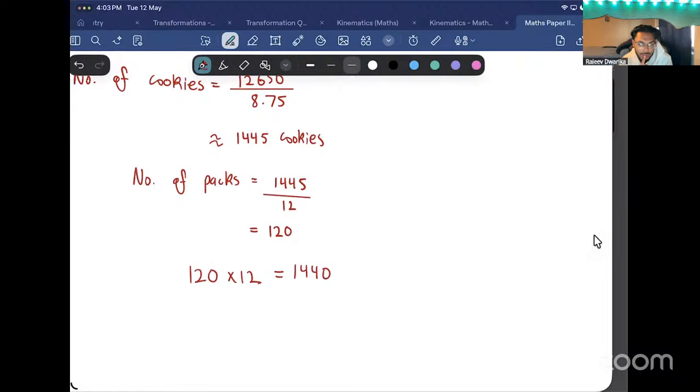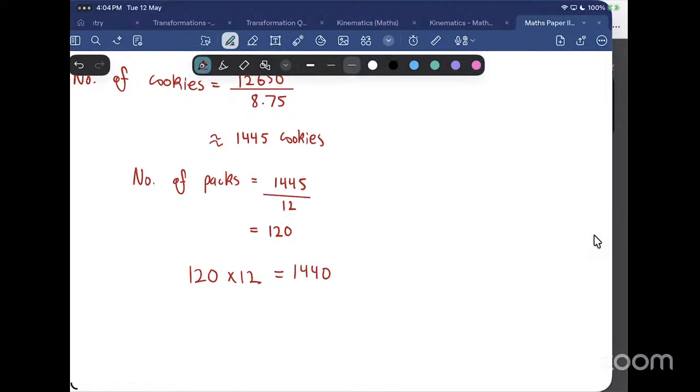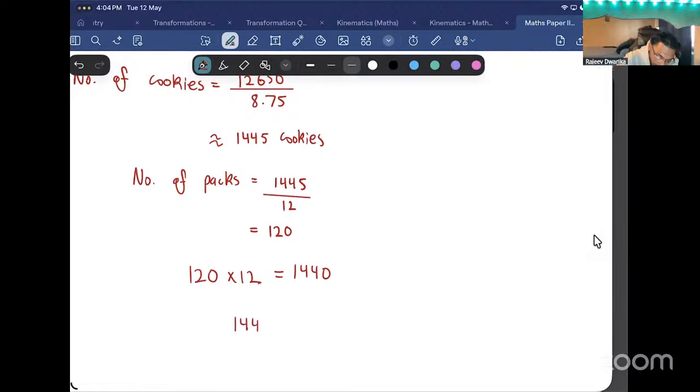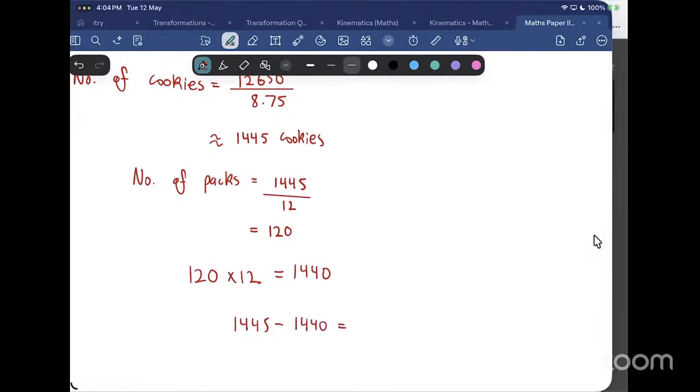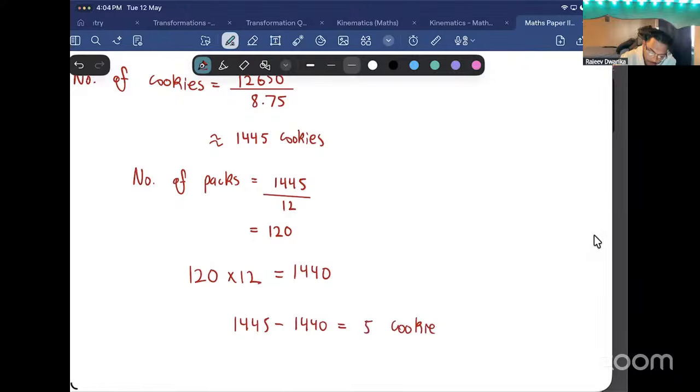But how many cookies did we have there? 1,445. Right. And so what would I get? 5. Oh, you know why it makes sense? Because you have to group it in packs of 12. If you can't make another pack of 12, that's going to be wasted. That's the logic behind it.